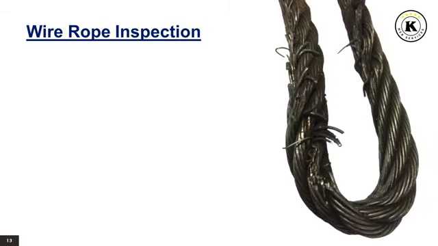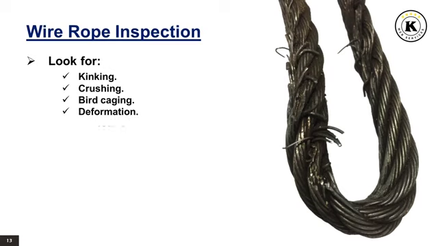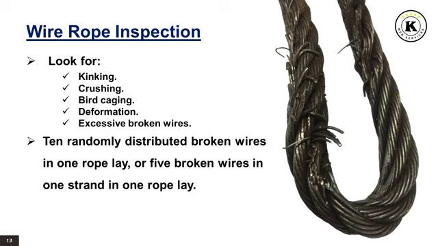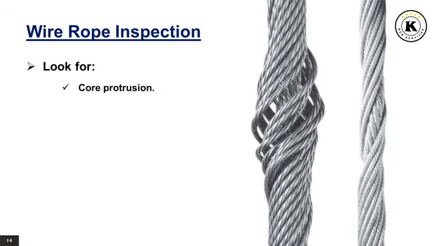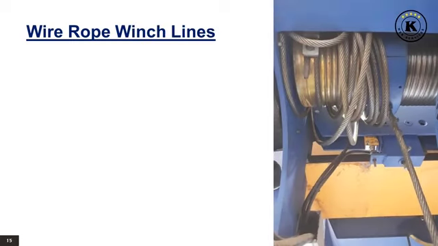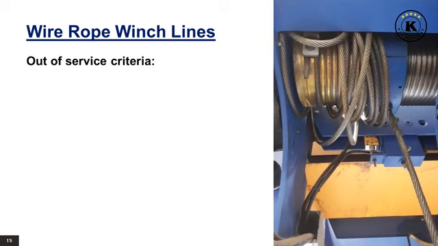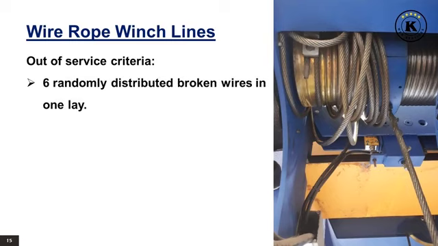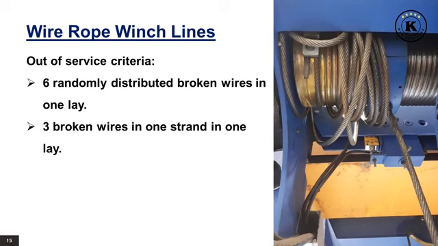Wire rope inspection. Look for kinking, crushing, bird caging, deformation, excessive broken wires: 10 randomly distributed broken wires in one rope lay, or 5 broken wires in one strand in one rope lay. Look for core protrusion and main strand displacement. Wire rope winch lines. The out-of-service criteria of the wire rope winch lines include 6 randomly distributed broken wires in one lay, or 3 broken wires in one strand in one lay, or 1 broken wire at end fittings.